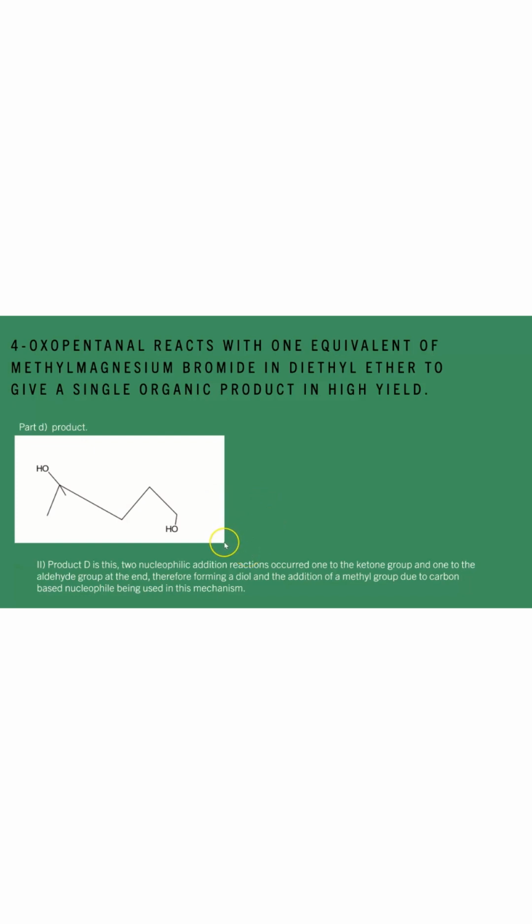So that's my prediction. If it's wrong, live, laugh, love, because at least I used my mind and I got something to show everyone. And I think it's pretty good because I tried. And my explanation is the product D is this because two nucleophilic addition reactions have occurred, one to the ketone group and one to the aldehyde group at the end, therefore forming a diol and the addition of a methyl group due to a carbon-based nucleophile being used in this mechanism.